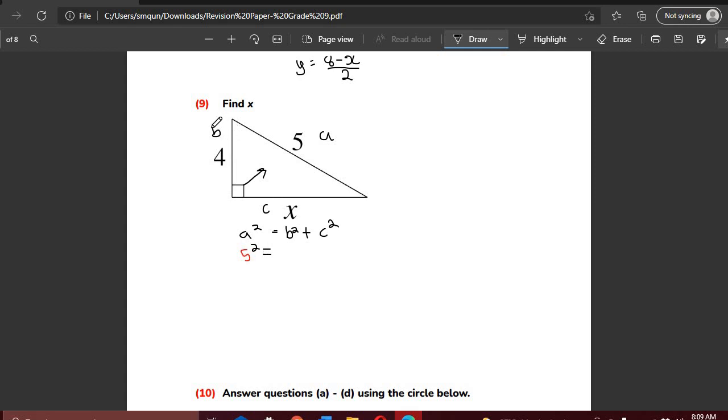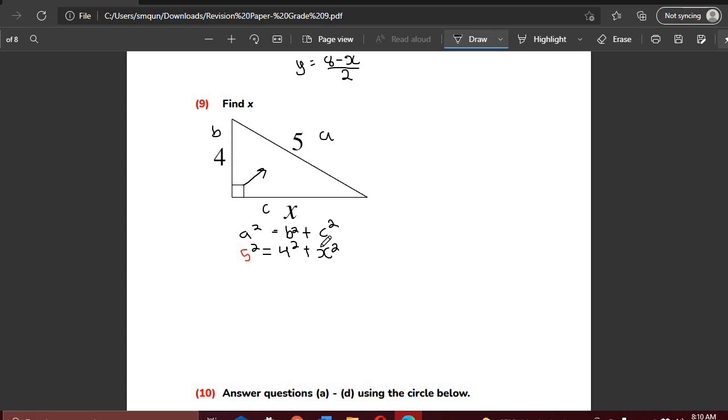Okay, it doesn't matter which one you label B or C. Just label the legs, either B or C. So B in this case would be 4, and C in this case would be x. And remember this is squared, so it's going to become x squared. After that, we're going to figure out how we can solve for x.